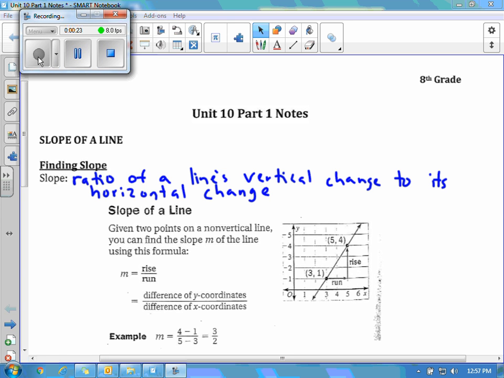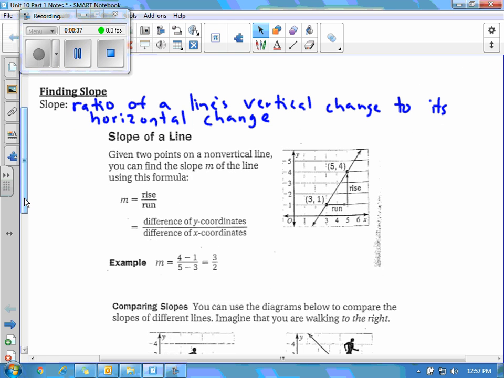The slope of a line is the ratio of the line's vertical change to its horizontal change. So when we say ratio, we're talking about a fraction. So vertical change, the up and down change, to the horizontal change, which is the left and right change. So if you look, there's a definition and some examples straight out of the book.